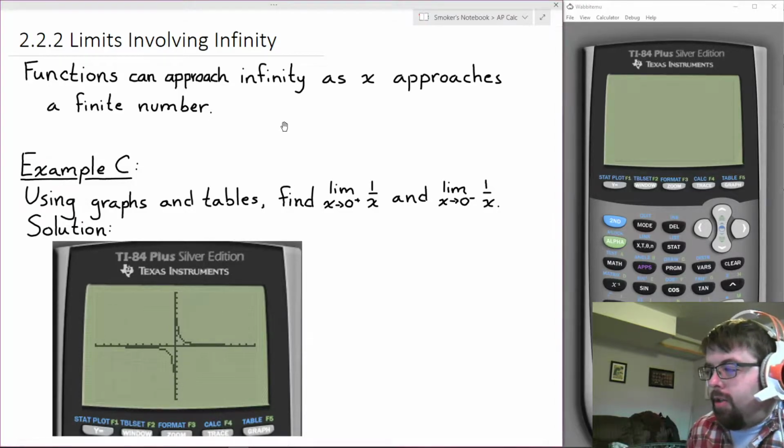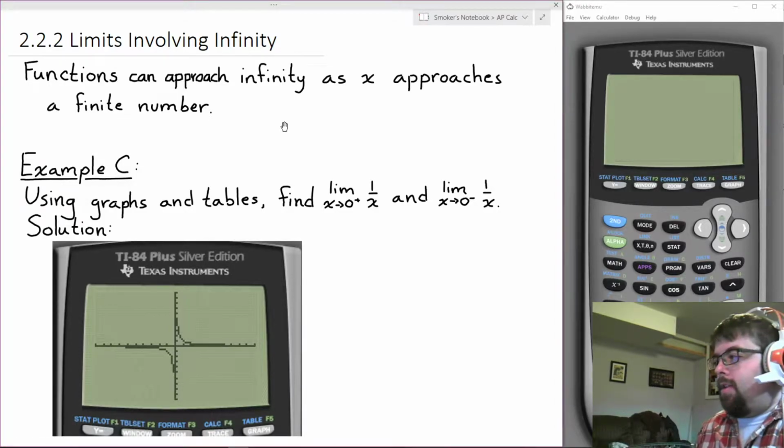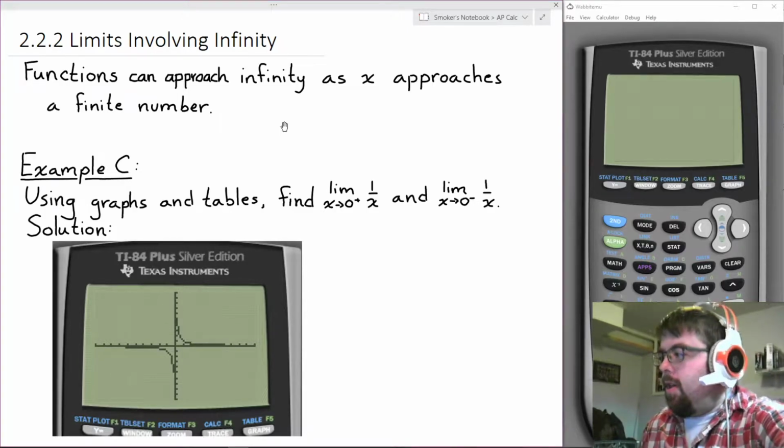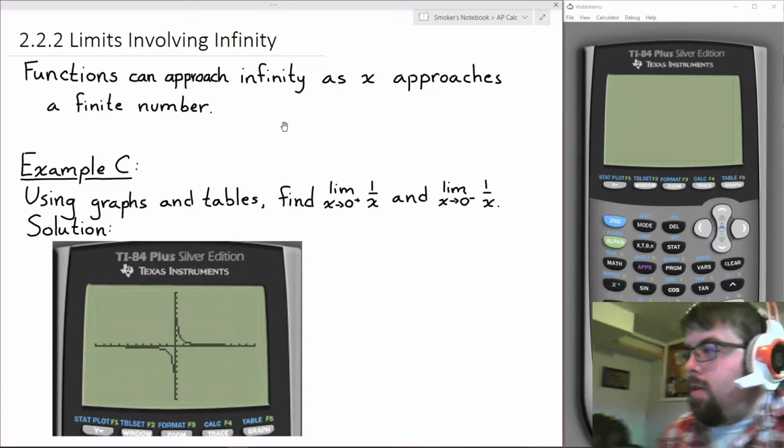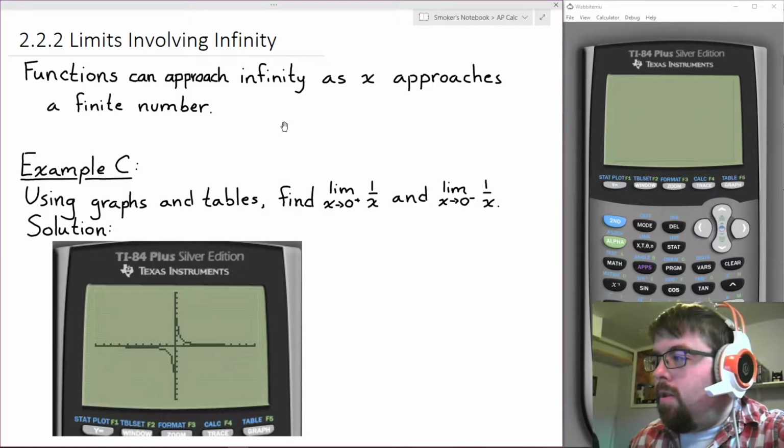In the first part, let me adjust the camera. It's a little to the side there. Actually, that's a little better.